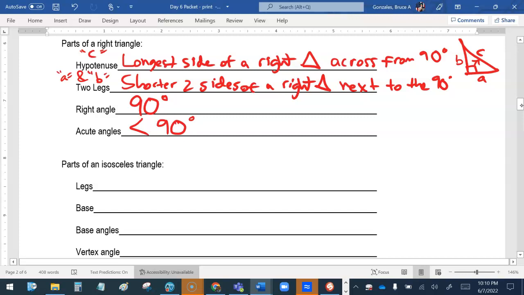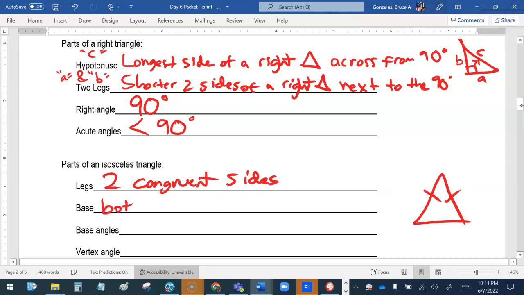Now an isosceles triangle, let's try that again. I cannot make this look nice. Whatever. Okay, your legs are the 2 congruent sides. The base is the bottom non-congruent side.